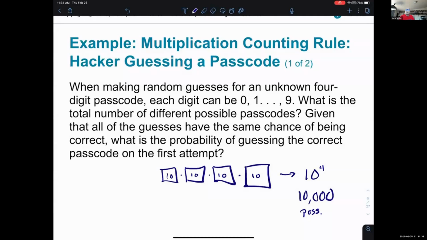So questions or comments or discussion about this example of using the multiplication counting rule?